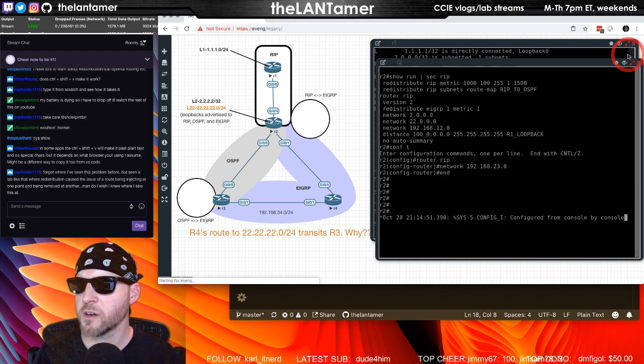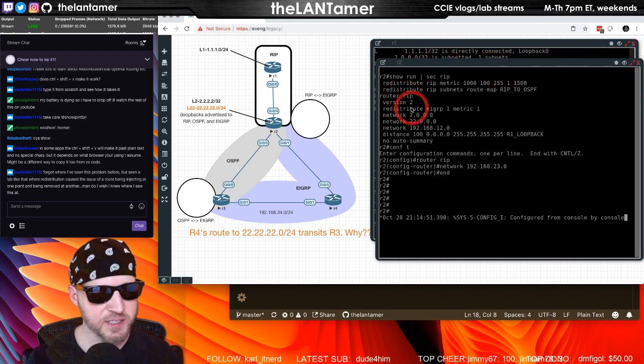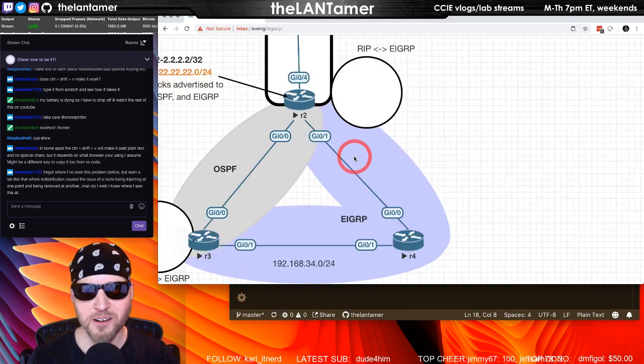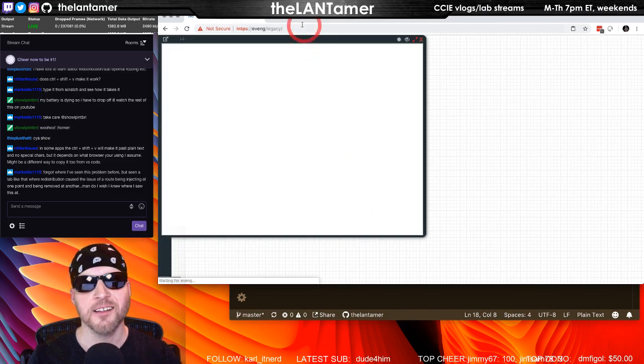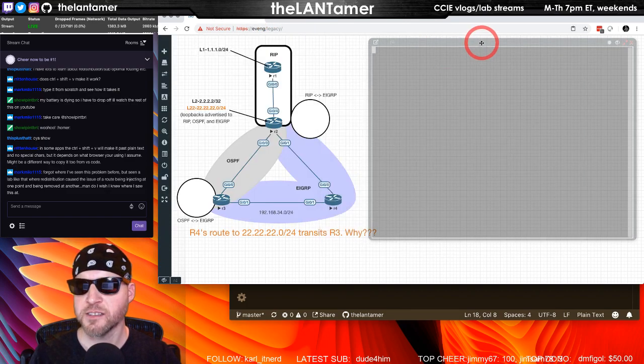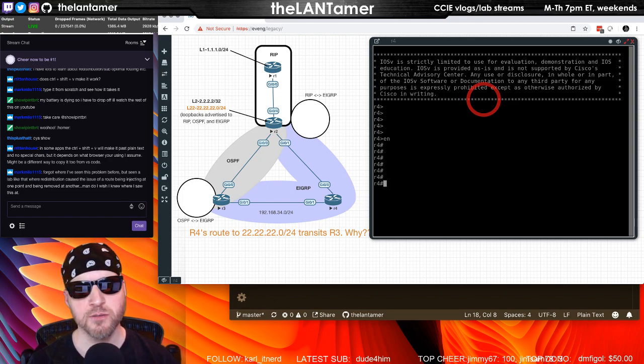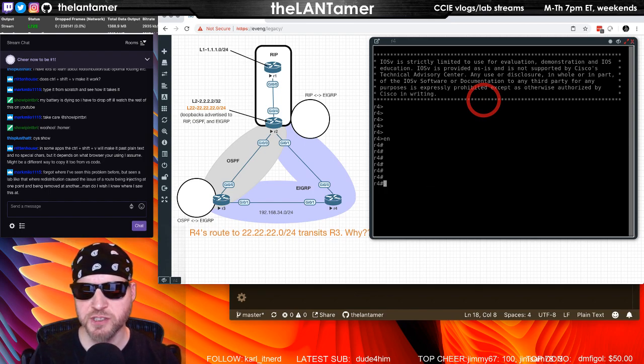Now let's go to router 4 and move on to the next phase, which is the one I posted in Discord, the one that Big Abe has been waiting for. And this is our third redistribution problem. All right. So let's go show IP route 22.22.22. Well, actually, let's just do a ping 22.22.22.22.